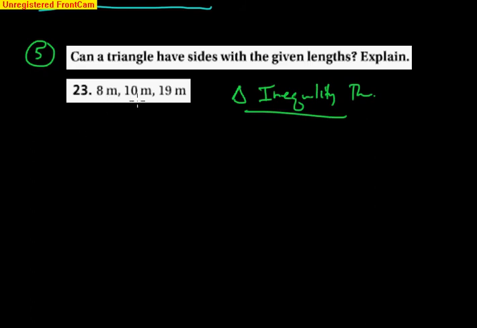So you always just take the two smallest. So point out that 19 is the longest side. So all you have to do is add 8 and 10 and see if it's bigger than 19. If it is, it works. If it is not, it doesn't work.